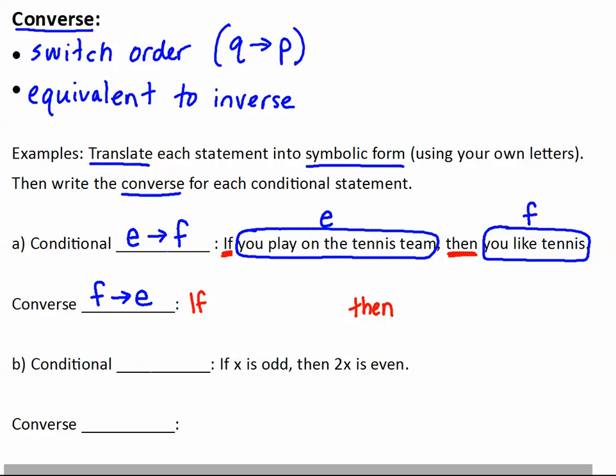So here's what it looks like. If, so the F goes first, you like tennis, then, and now the E, you play on the tennis team. How about you give a shot to the second one, assigning your own letters for the conditional statement and then writing the converse.